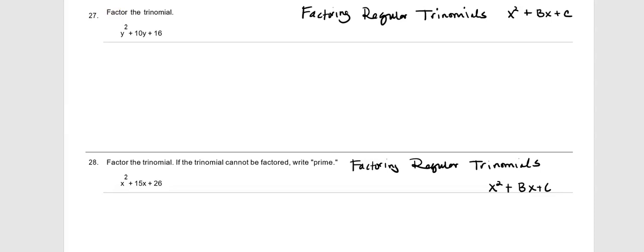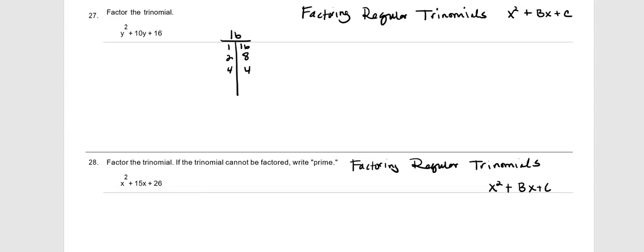So the first thing that we do with a regular trinomial is we look at the constant term, which is our c here. So consider this our x squared plus bx plus c, and our c is a positive 16. And we want to list all the factorizations of that number. So 1 times 16, 2 times 8, and 4 times 4. Those are all the possible combinations.